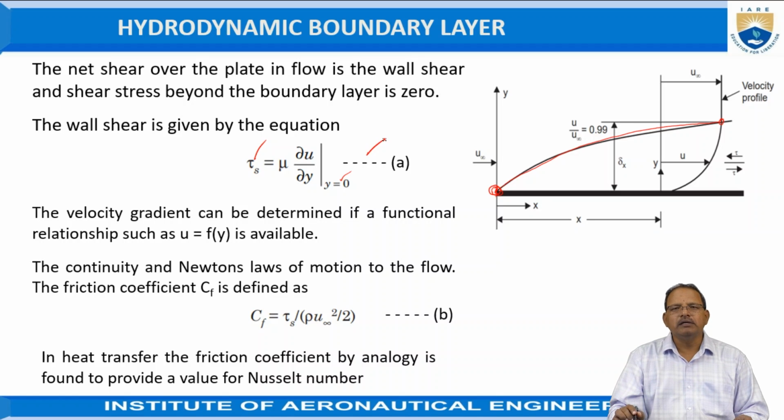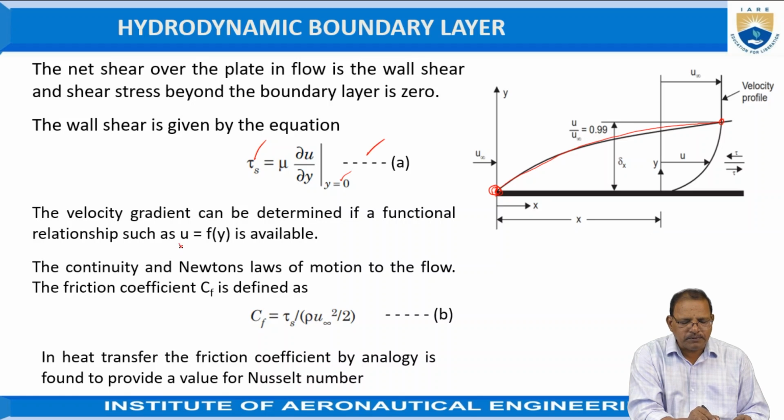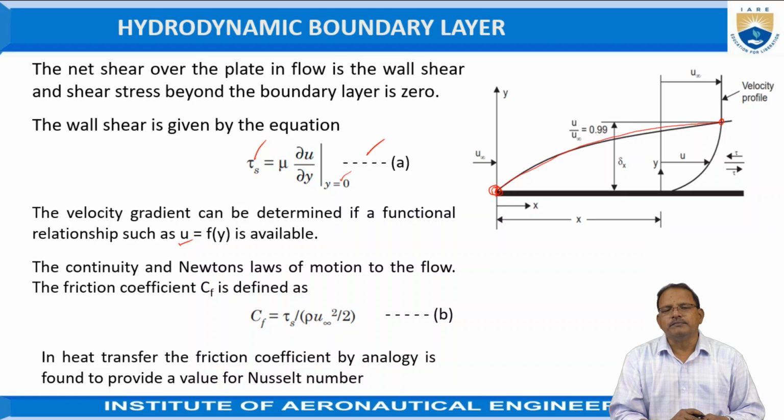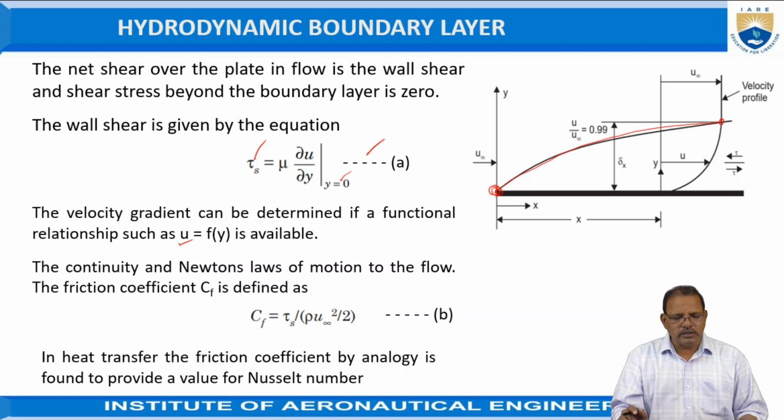So the velocity gradient can be determined if a functional relationship such as u = f(y) is available. Here u represents the velocity at a distance y, that is, the velocity is a function of y. If it is available, we can determine the velocity at any point y from the surface of the plate.